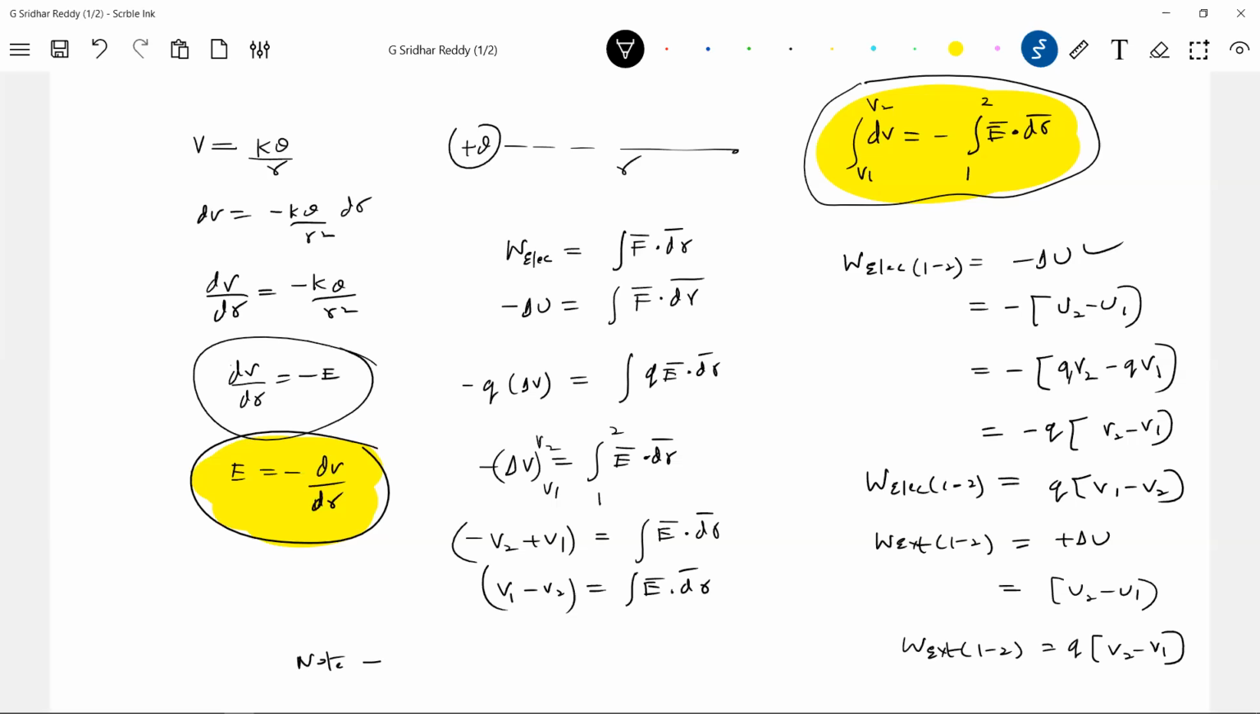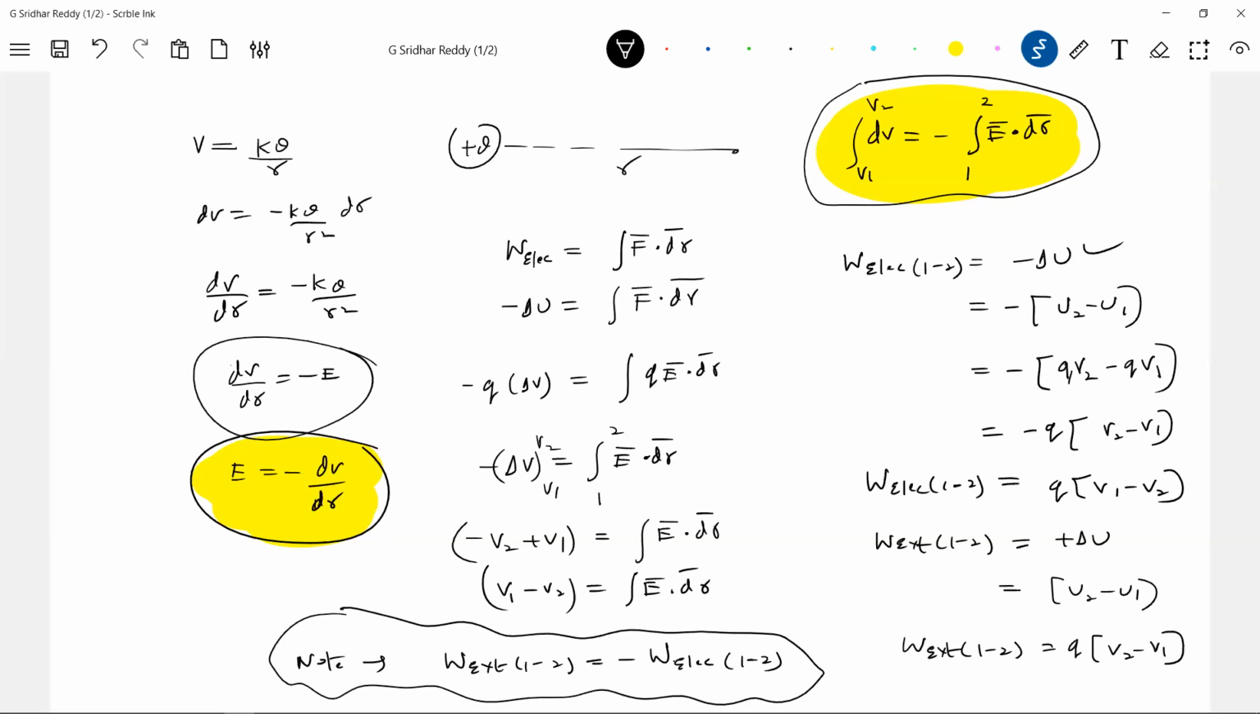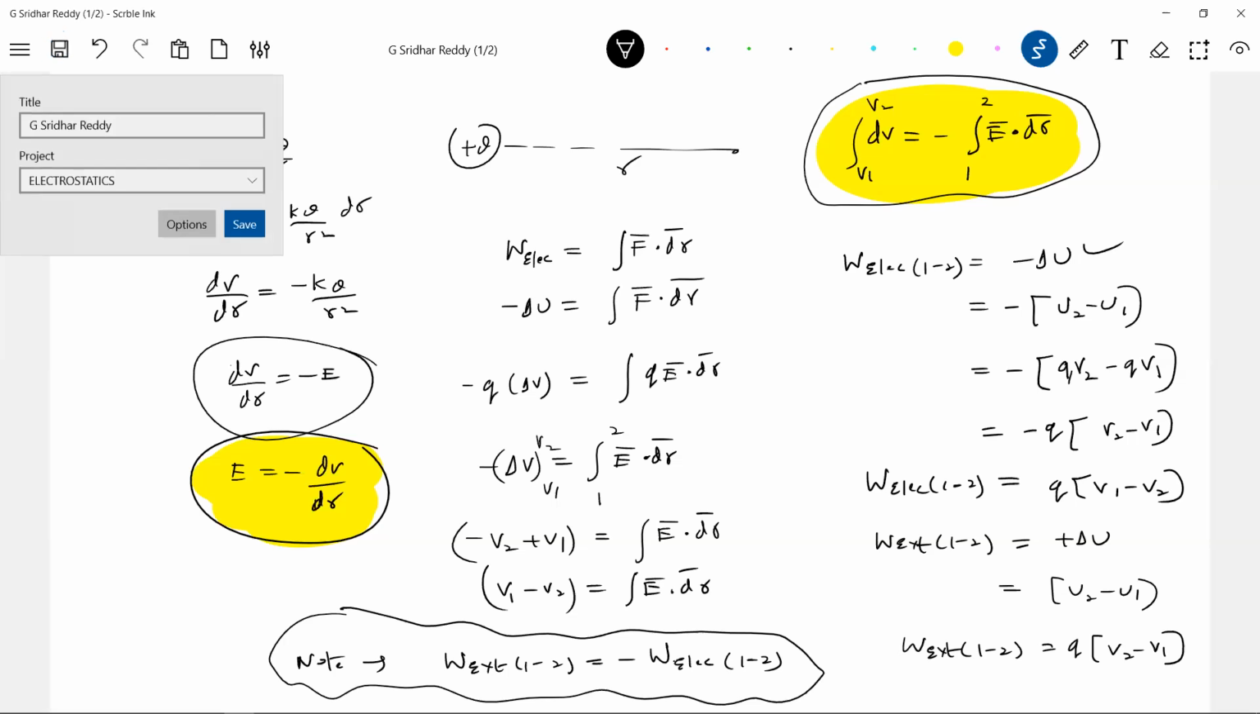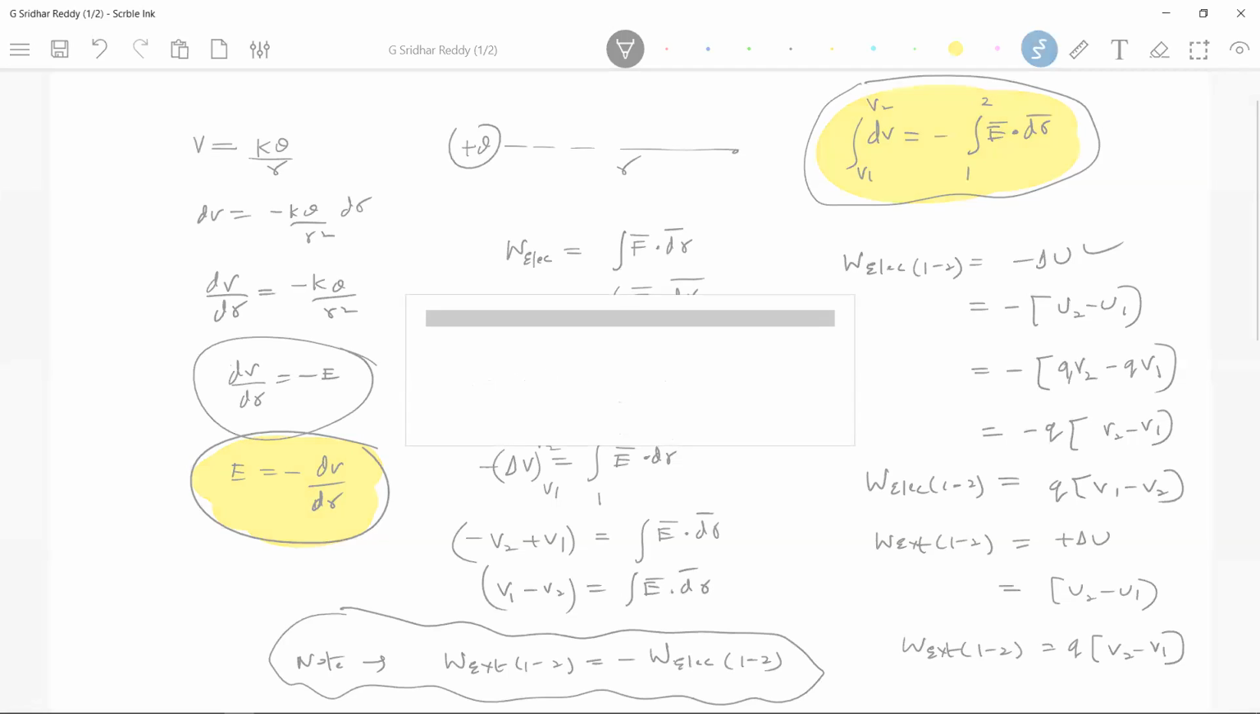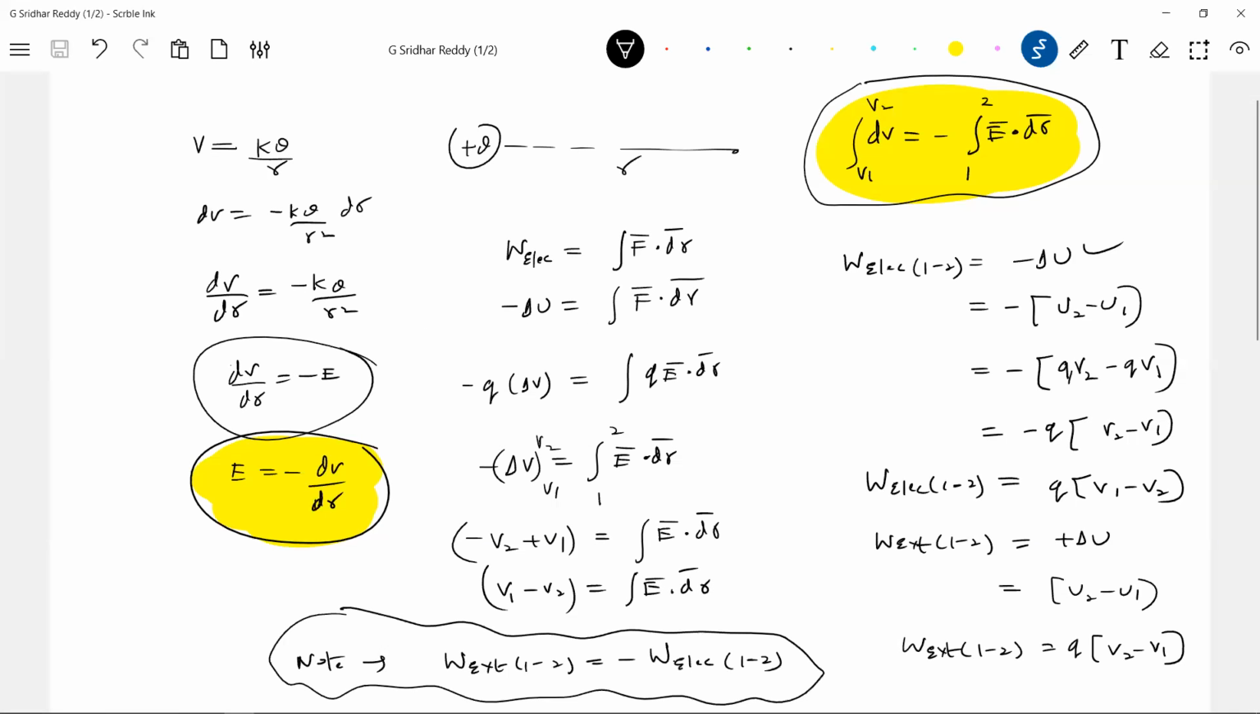Note. Let me write it separately. Work done by the external agent in moving a charge from 1 to 2 should be the negative of the work done by the electrostatic force in moving a charge from 1 to 2. This is the thing which will help us a lot in solving some set of numericals. So what is the basic idea? If you know the potential, you can get the electric field.